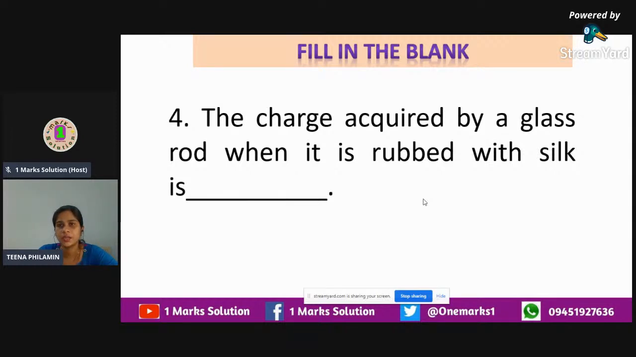We know that the work function of the glass rod is much lower than that of silk. Therefore, the glass rod will lose electrons more easily than silk. The object that releases electrons gains positive charge, and the object that acquires electrons gains negative charge. So the charge acquired by a glass rod when it is rubbed with silk is positive, because glass is releasing electrons.